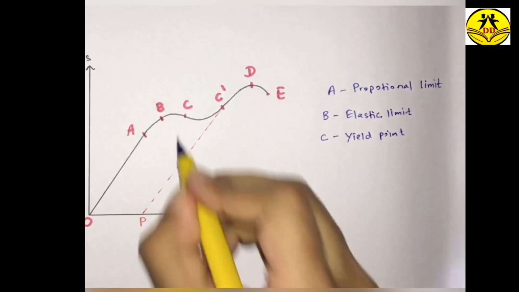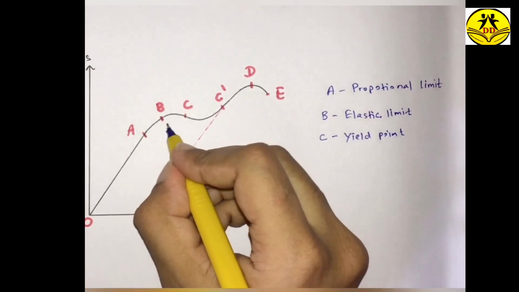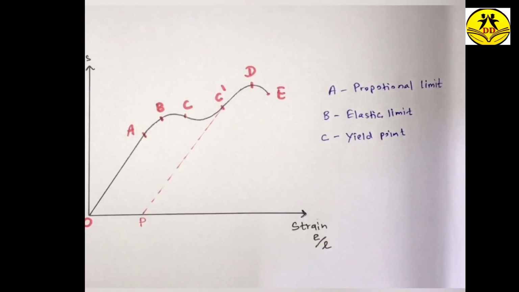We can see there's a curve during this BC region. This curve is due to the layers of the material. They start slipping over each other. That's why there's a curve. So C is the yield point.